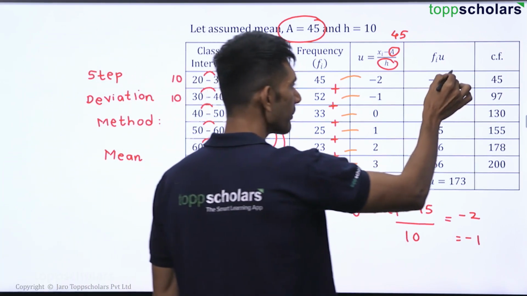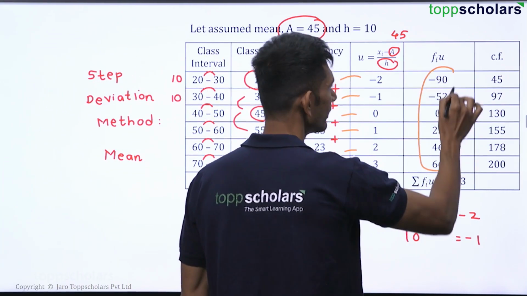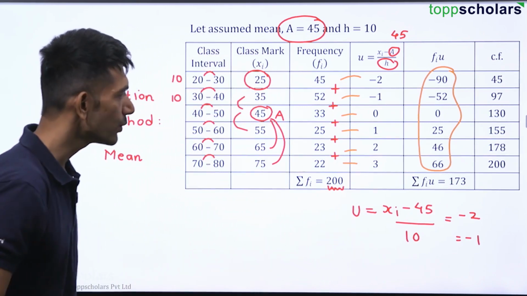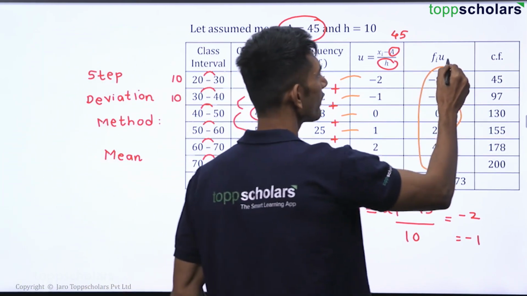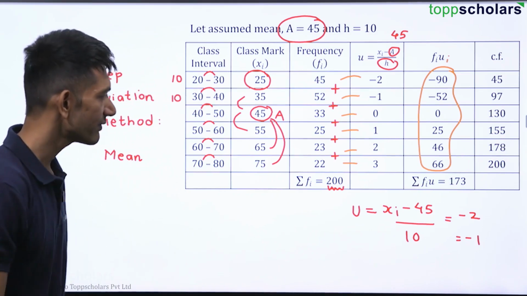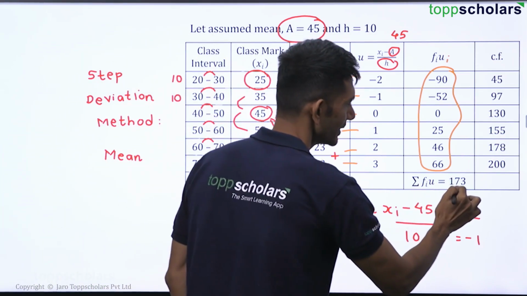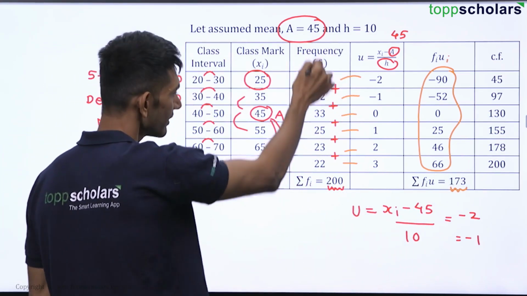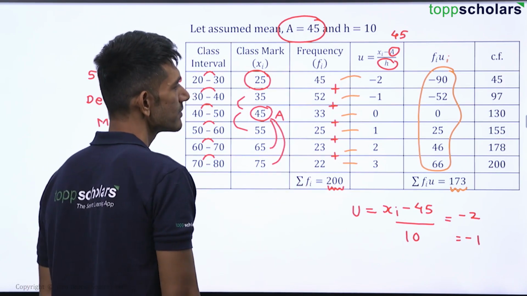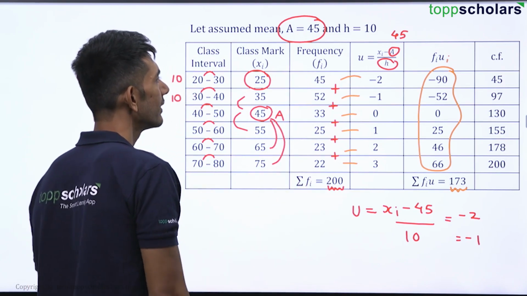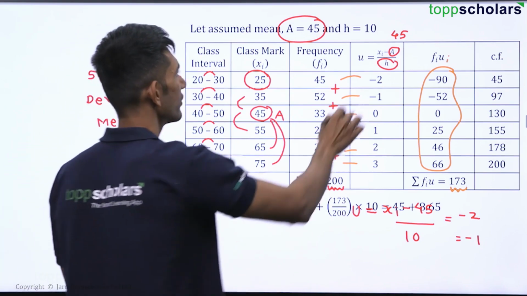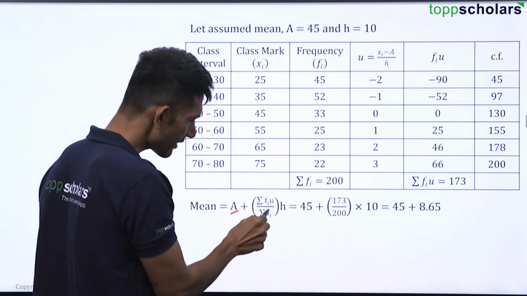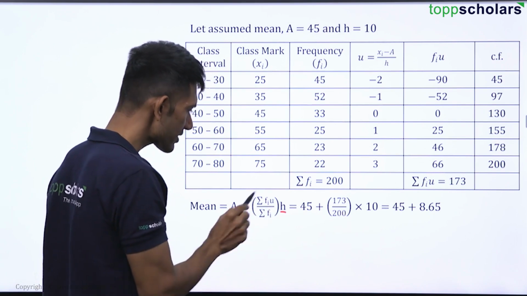Now you take the summation of FiUi. So what is the summation of FiUi? Summation of FiUi will be 173 here. This is summation of Fi, which is 200. What is the formula with the help of the step deviation method? A plus summation FiUi by summation Fi into h. This is the step deviation method.